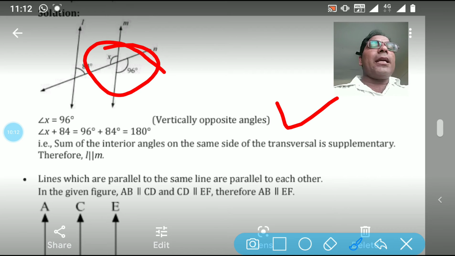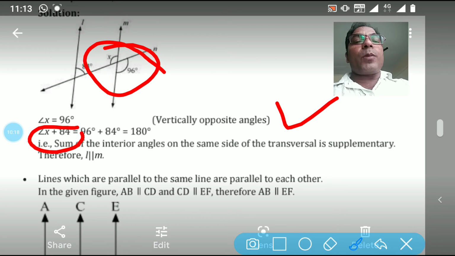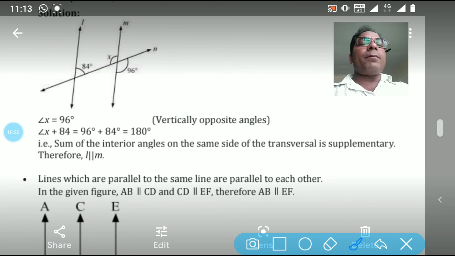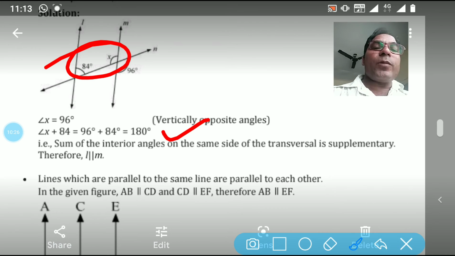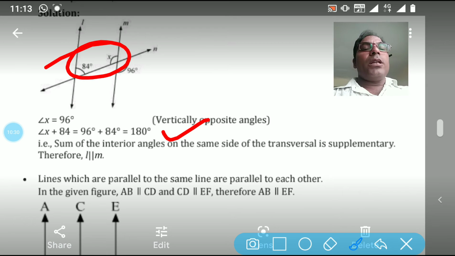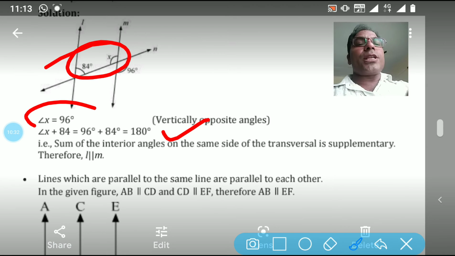Okay. So vertically opposite angles will be equal, and now it is given that the lines are parallel. So what will happen? x plus 84, this angle is given. The sum of these two interior angles on the same side will be 180 degrees. So here this identity has been used and the value of x came out, that is 96 degrees.